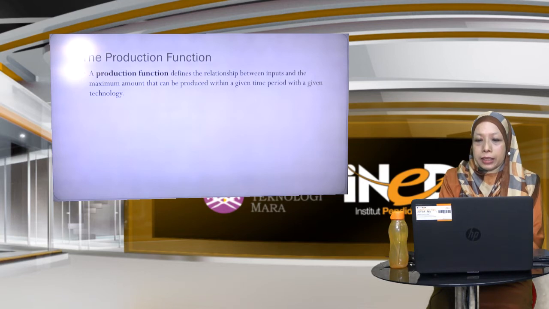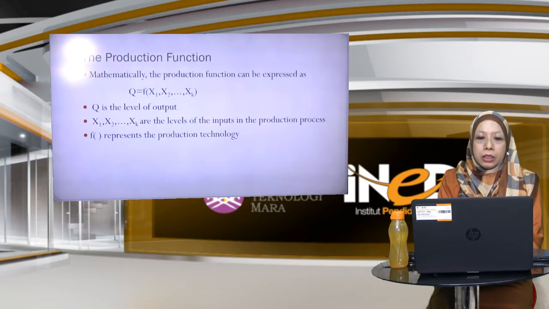Now let us look at what the production function looks like. The production function can be expressed mathematically as Q as a function of x1, x2, where Q is the level of output, and the x's represent the inputs that we use in the production process. The level of technology is represented by the function. So this is how the production function looks like.